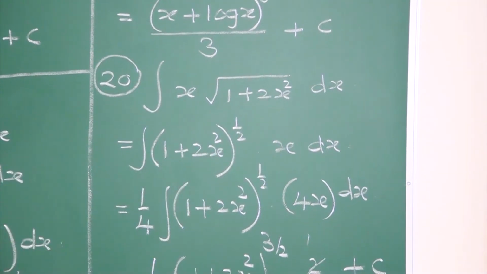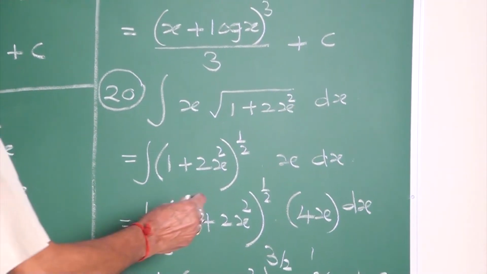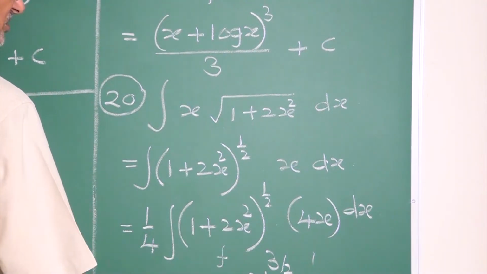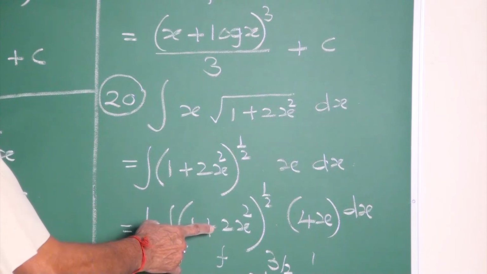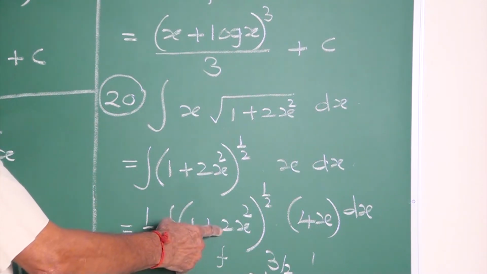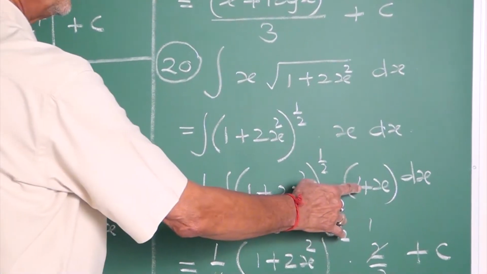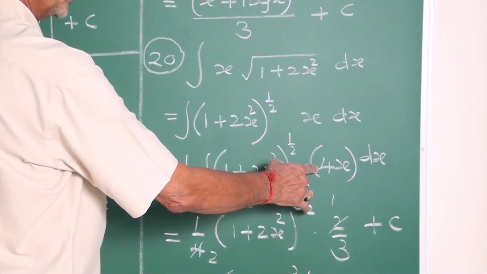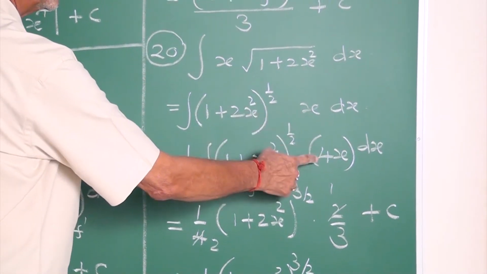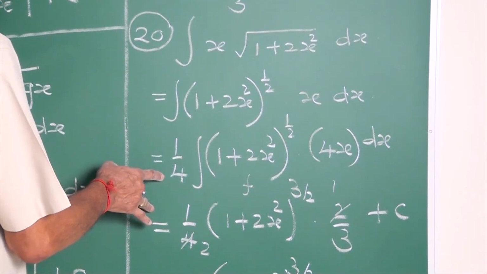But inside is your f, my friend. Now tell, what is your f dash now? Your f dash is the derivative of 1 plus 2x square. The derivative of 1 is 0. The derivative of 2x square is 4x. Yes, my friend, there is no 4 here. That 4 is written; that is just 1 by 4.